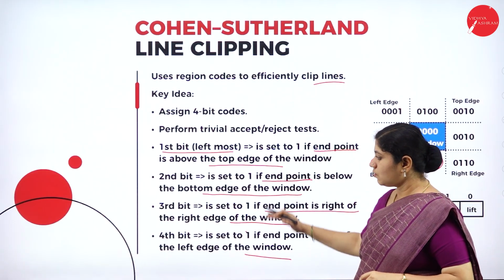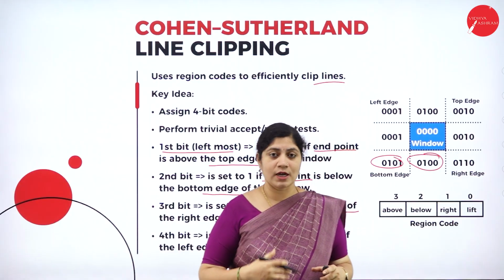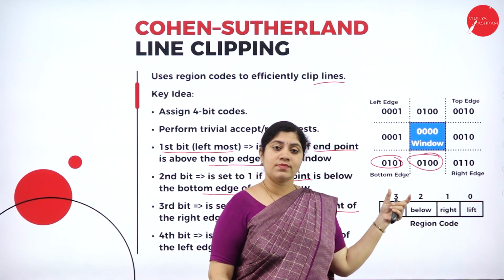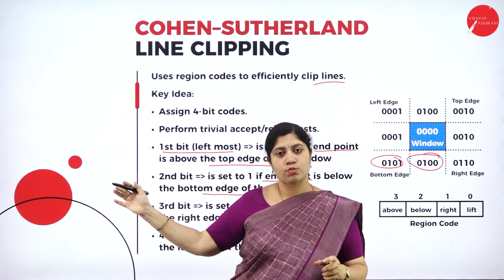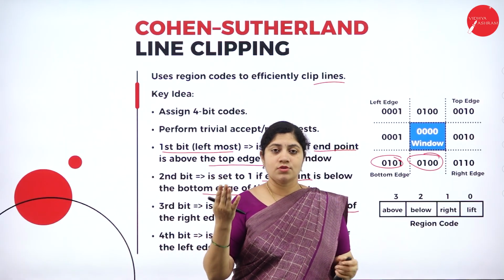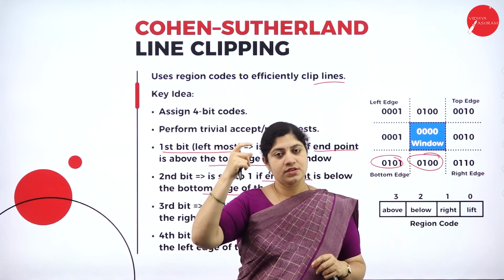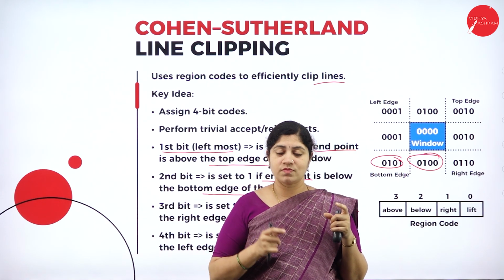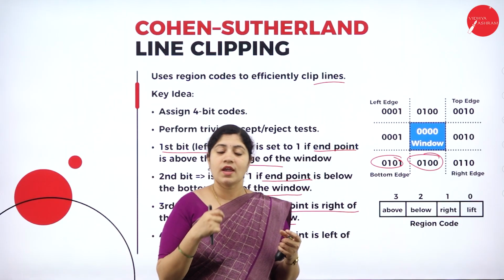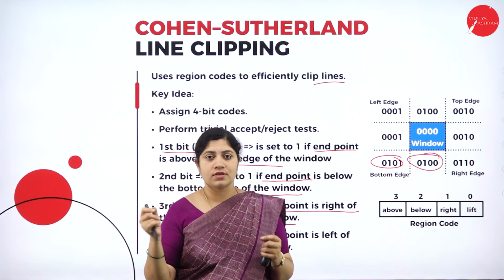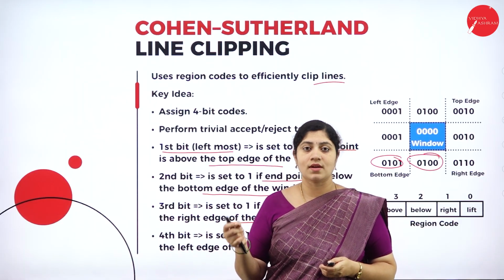So, no need to worry. If you just read it twice, you will easily understand. It starts from the leftmost bit and goes towards the rightmost bit, only 4 bits. So if a bit goes high, first is top, next is bottom, next is right, and next is left. In this way, the endpoints are assigned. Alright, so this is Cohen-Sutherland line clipping.